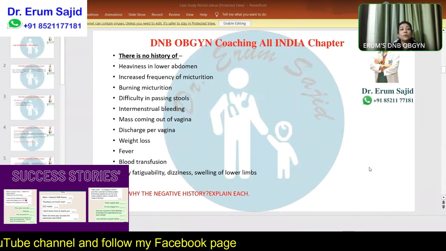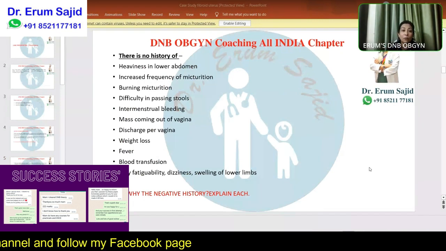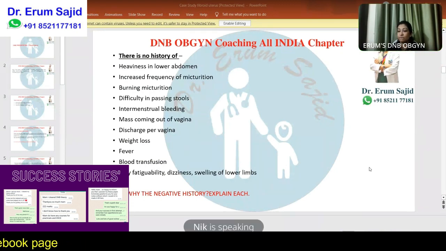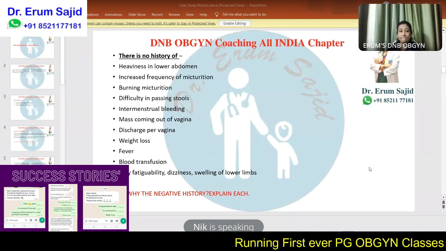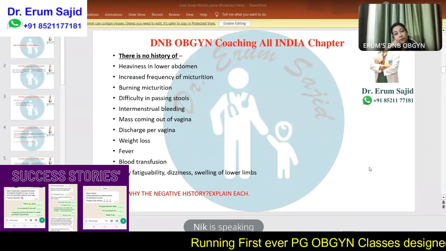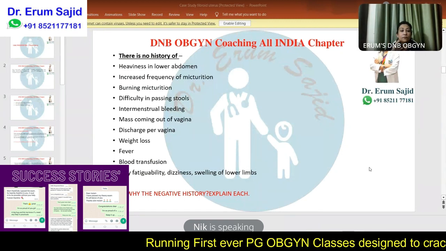Now comes the most important point, which is the negative history, which I have all my eyes on. There is no history of heaviness in lower abdomen, increased frequency of micturition, burning micturition, difficulty in passage of stools, intermenstrual bleeding, mass coming out of vagina, discharge per vaginum, weight loss, fever, no history of blood transfusion, and no history of easy fatigability, dizziness, swelling of lower limbs.